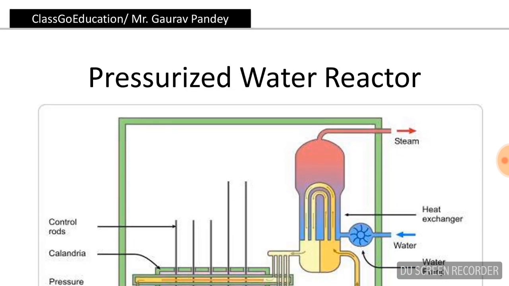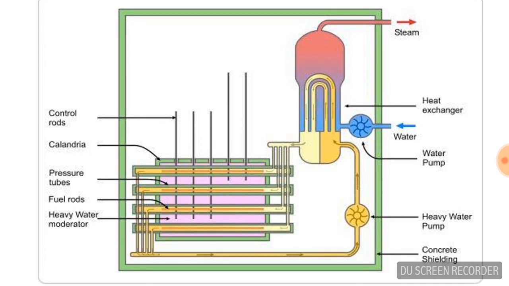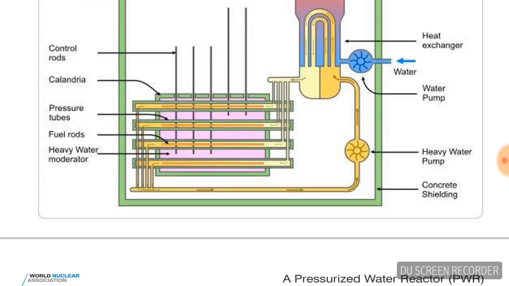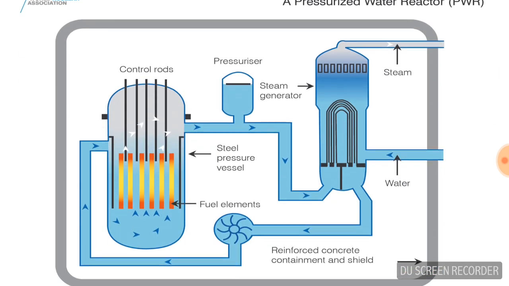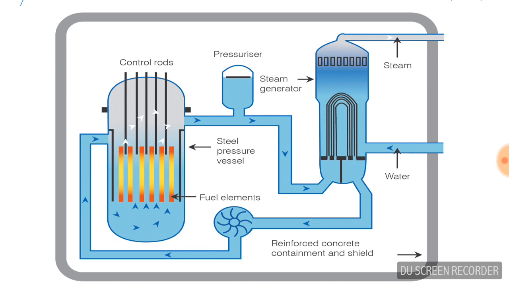So this is the layout of the pressurized water reactor. You can see the control rods, pressure tubes, and fuel rods are there, and the heavy water moderator in pink color is also there. And you can see there is an extra auxiliary, the heat exchanger, which is used in production of steam. So there is no direct contact with radioactive material. This is another layout, the same layout. You can pause the video and draw this diagram in your copies.